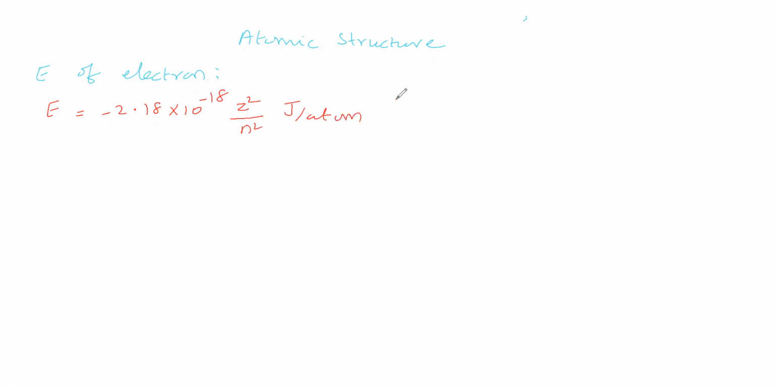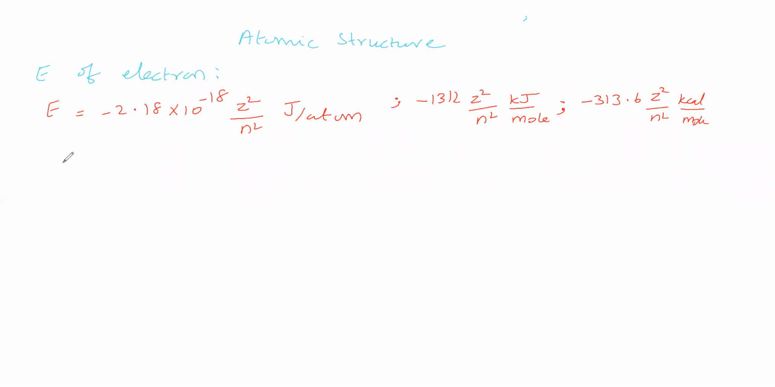Next value we calculated, that is minus 1312 Z square by N square kilojoule per mole. Next value we calculated minus 313.6 Z square by N square kilocalories per mole. So energy of electron is how much? Means minus 2.18 into 10 power minus 18 Z square by N square joule per atom. Next value minus 1312 Z square by N square kilojoule per mole. Next minus 313.6 Z square by N square kilocalories per mole.